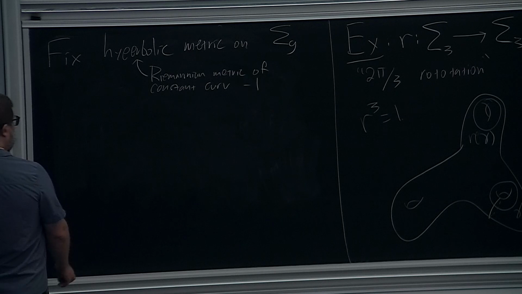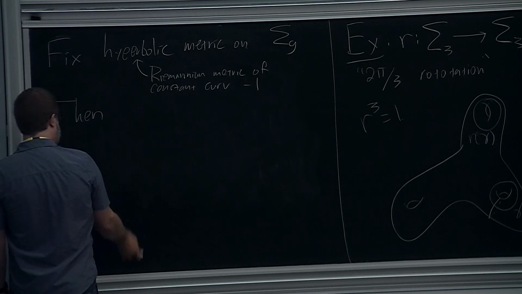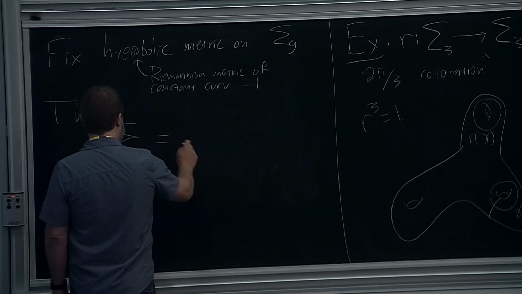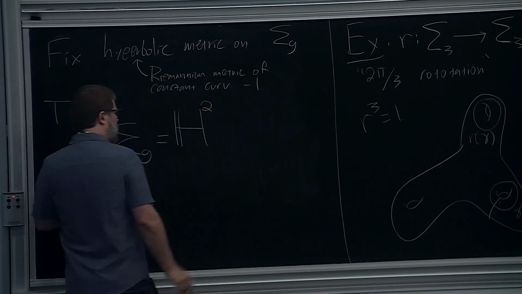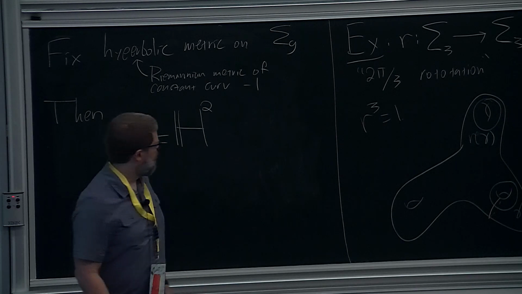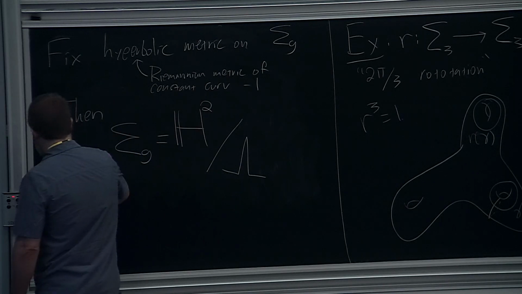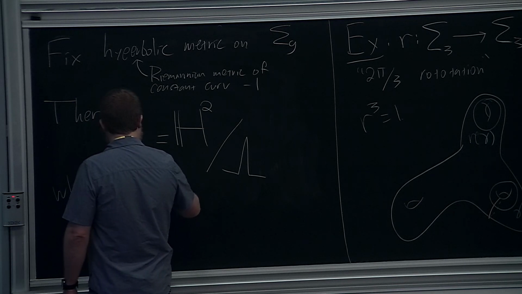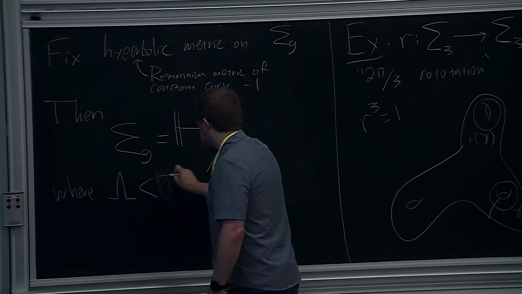So what this lets us do then: sigma g is equal to the upper half space, the set of complex numbers with positive imaginary part, modulo some lambda, where lambda is a subgroup of the isometry group.